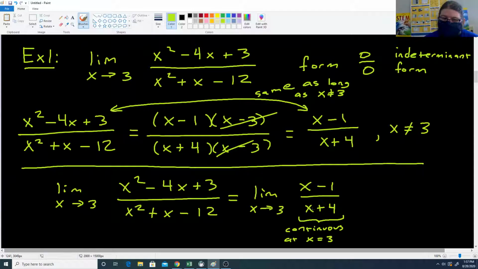This is not continuous when x is negative 4. When x is negative 4, there's a vertical asymptote and stuff gets messed up. But we're not looking at negative 4, we're looking at 3. So this function is continuous at 3. So we can evaluate it by substitution. And that'll give us 2/7. And that is our answer. And that's going to do it.